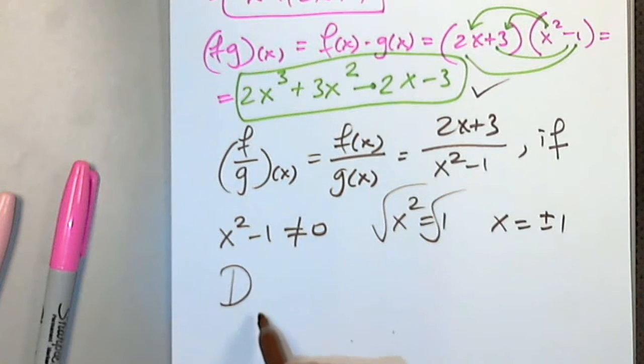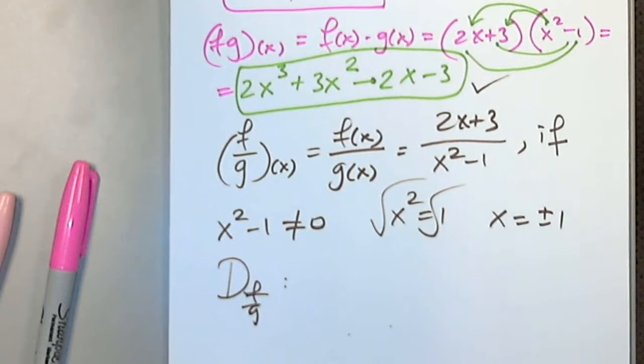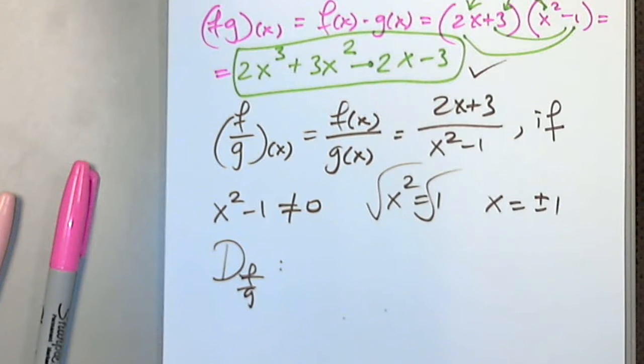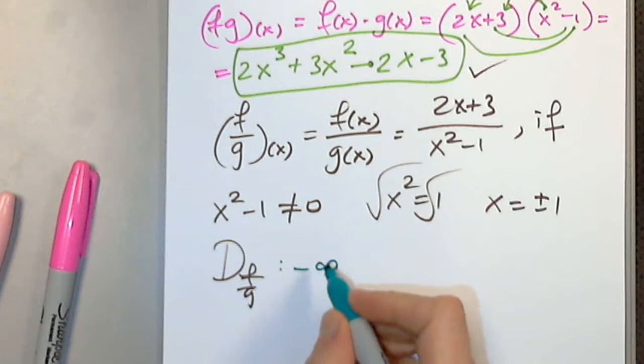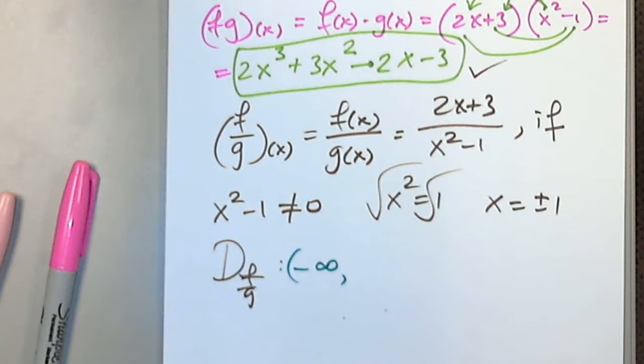Good, so now we are ready to write the domain of the ratio. From the common domain, I have to remove what? Correct, very good. In interval notation, can anyone give us the domain in interval notation? Say it again. Very good. Negative 1, union.